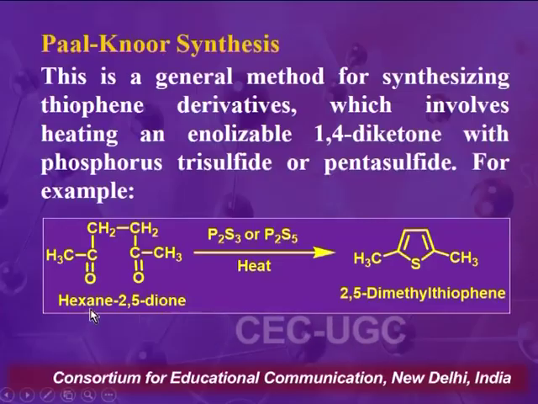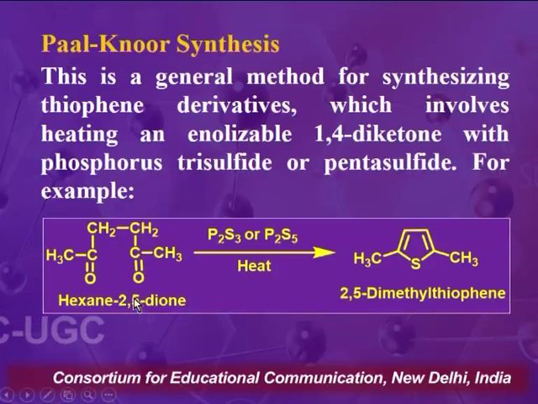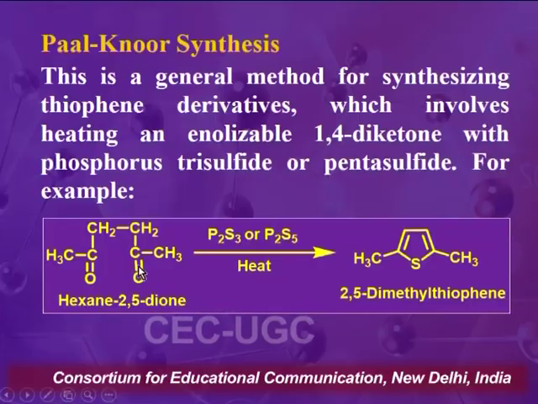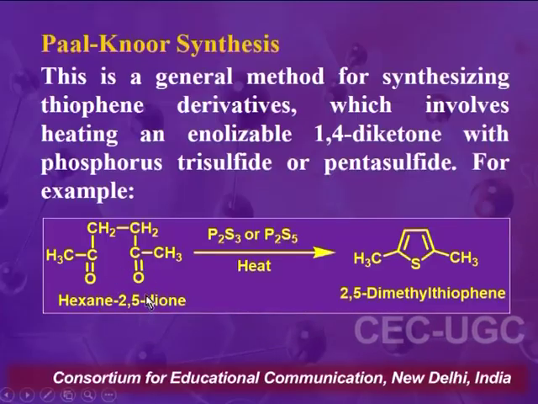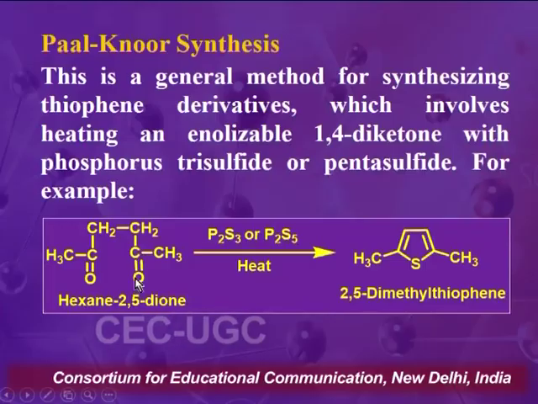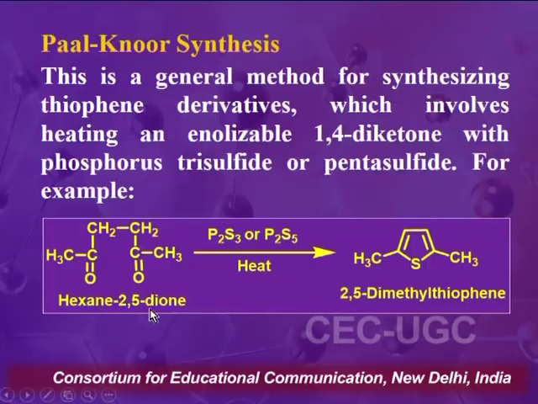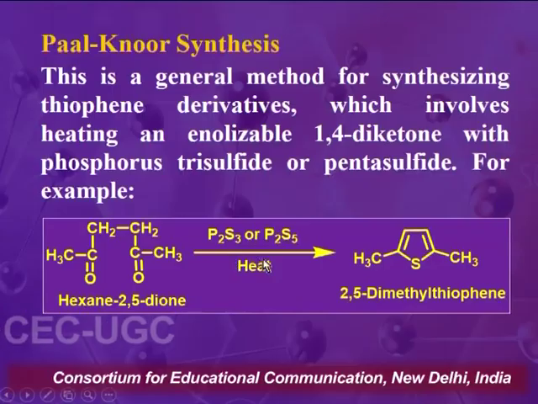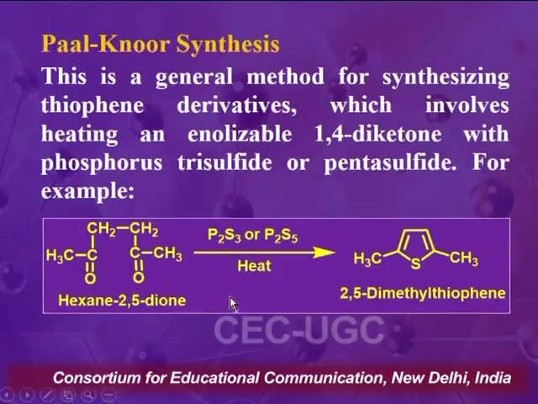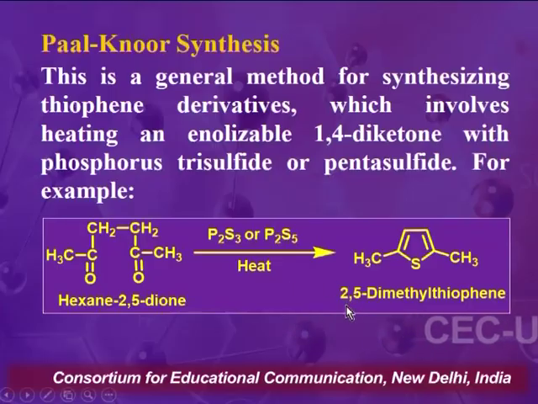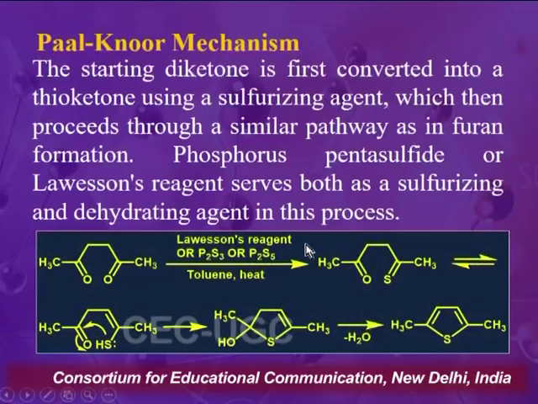For example, we have hexane-2,5-dione as the organic compound, which is a kind of 1,4-diketone system, because in this molecule both the keto groups are separated by 1,4 position. That's why we are calling it a 1,4-diketo compound. This compound on reaction with phosphorus trisulfide, or we can take phosphorus pentasulfide, gives 2,5-dimethyl thiophene as the final product.